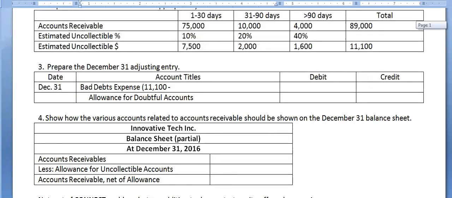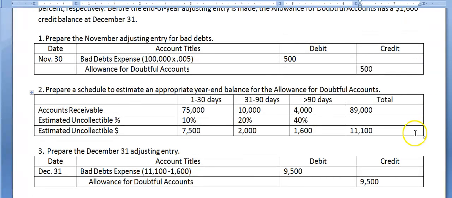$1,600. And the difference is the amount we need to add to the allowance account. And the difference is $9,500. Once this journal entry is posted, the allowance for doubtful accounts will have a credit balance of our desired amount of 11,100.